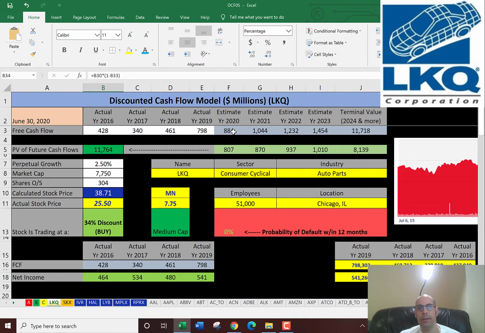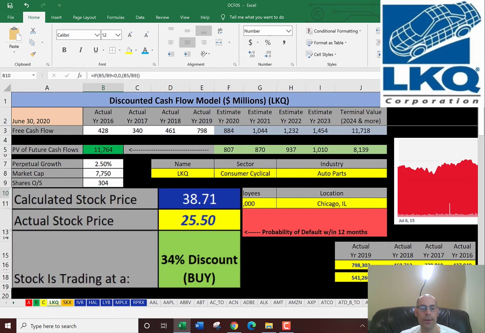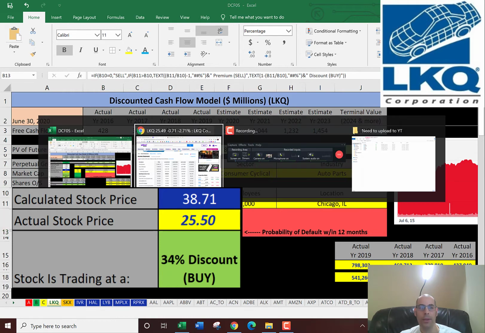So we estimated 4 years of future free cash flows. Then we did a terminal value, which is all years past year 4. That's $11.7 billion. We discounted all those numbers by the weighted average cost of capital. And the value of the company in today's dollars is $11.8 billion. And if you divide that by 304 million shares, we get an intrinsic stock price of $39. But they're trading at $26, so they're trading at a 34% discount. So it's a buy according to the model.